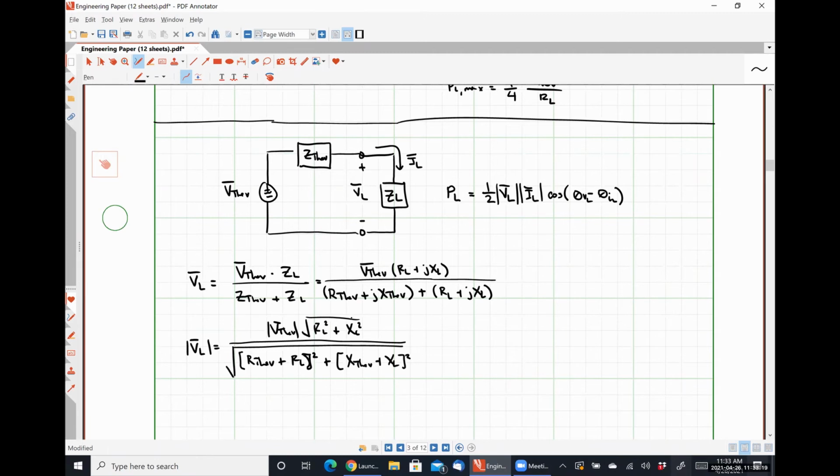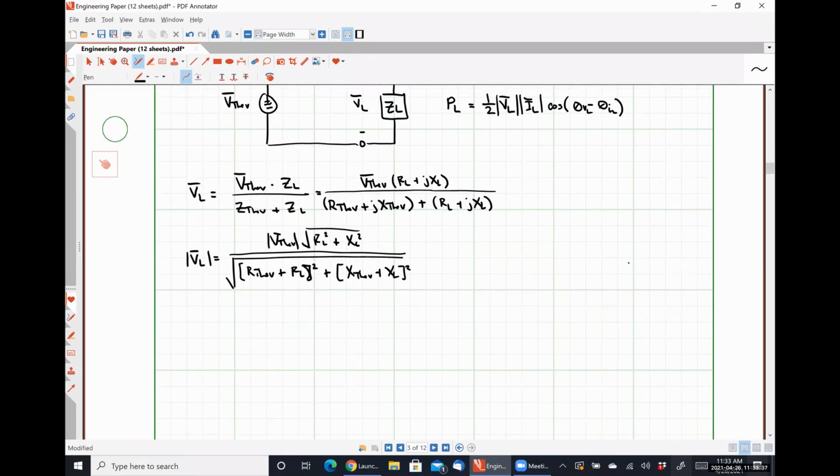For this guy down here, I just added the real parts of my impedances together and the imaginary parts of my impedances together, and then took the magnitude of that whole quantity, okay? And then for the magnitude of my voltage, I just say I want the magnitude of the voltage. So I throw away the phase angle portion. I can do a similar thing for the current.